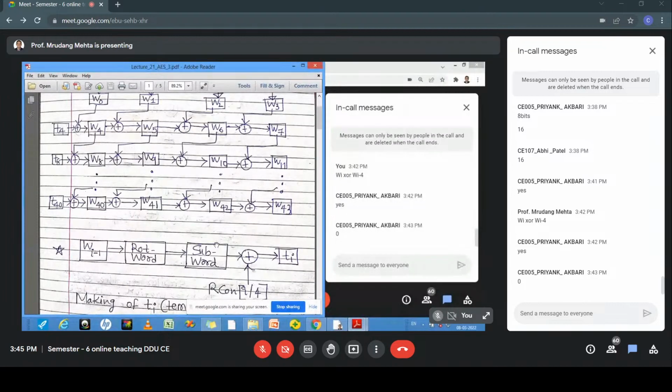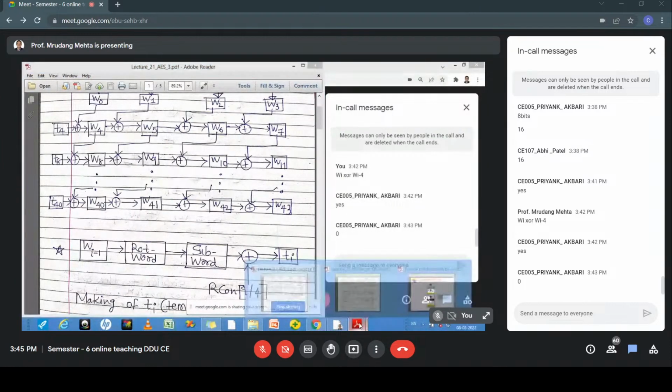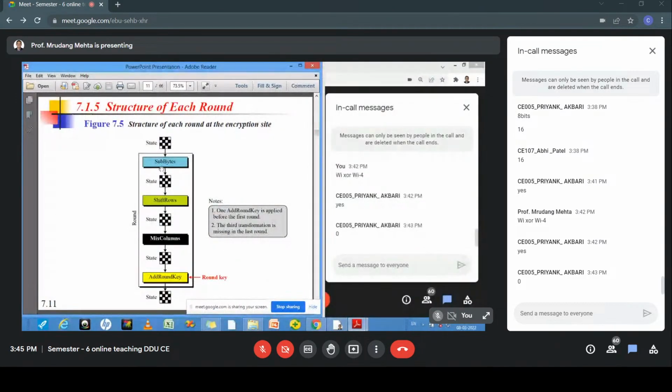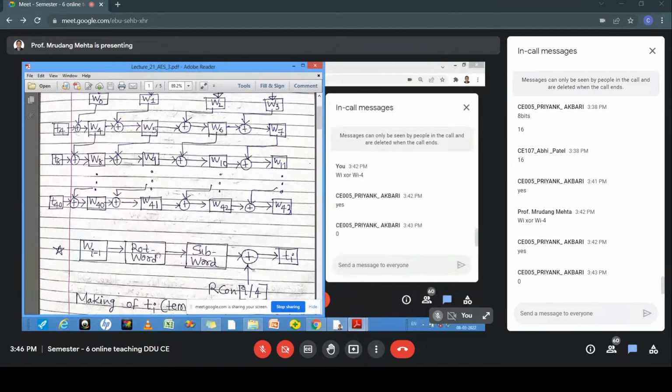Then it is followed by substitution of a word. Substitution of word is similar to substitution of byte here. So by applying shift and substitution of word, we XOR that value with our constant. These are some constants. I will show you what these constants are. When we do XOR, we get Ti. So here we have T4.